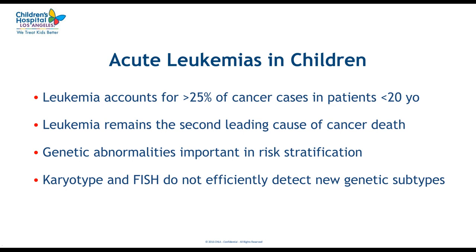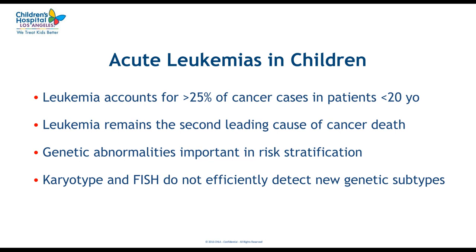Acute leukemias are a common tumor type in children, accounting for more than 25% of all cancer diagnoses in individuals younger than 20 years of age. And they still remain an important medical problem because they're still the second leading cause of cancer death in children, in spite of all the advances in treatment over the years.